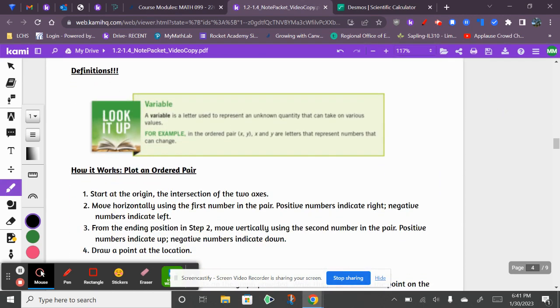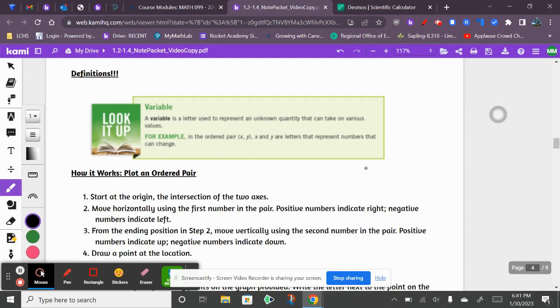A variable is a letter used to represent an unknown quantity that can take on various values. For example, in the ordered pair (x, y), x and y are the letters that represent numbers that can change.